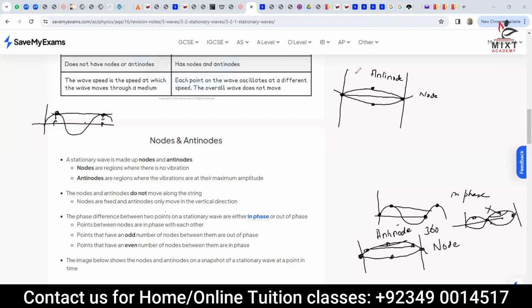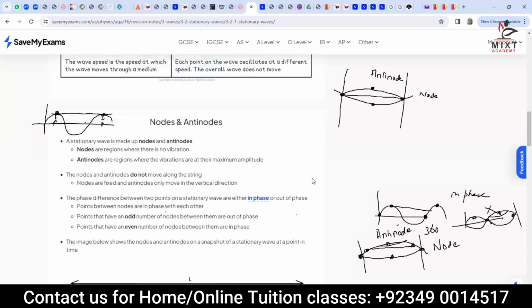The phase difference between two points on a stationary wave is either in phase or out of phase. Points between nodes are in phase with each other. Points that have an odd number of nodes between them are out of phase. Points that have an even number of nodes between them are in phase. Now, let's understand it with the help of a diagram.